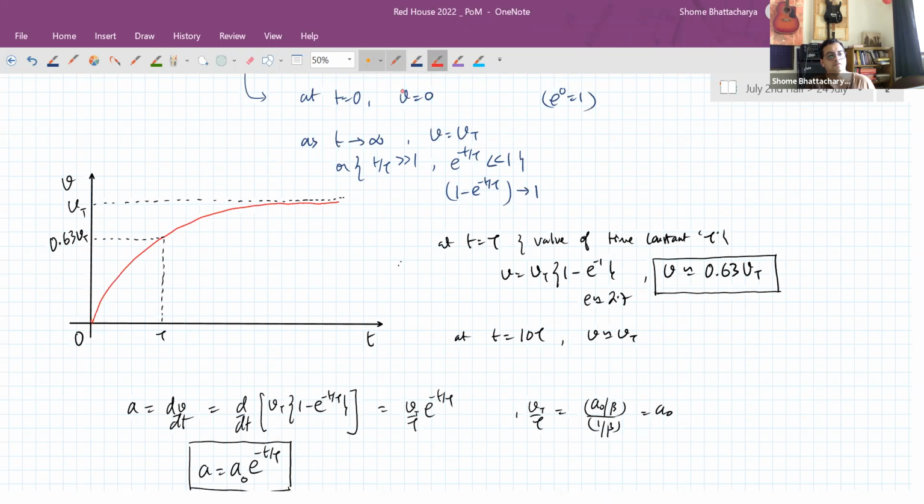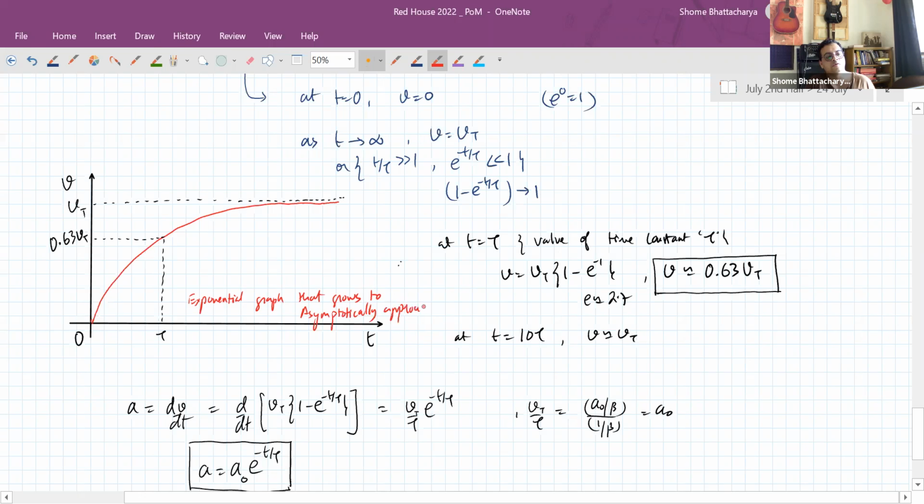So this is an exponential graph that grows to, you can say, asymptotically approach v equal to terminal velocity. And the acceleration, on the other hand, will decay. This will have an exponential decay. Now, again, the time constant has that significance of telling us how fast or comparatively how slowly this decay process happens.